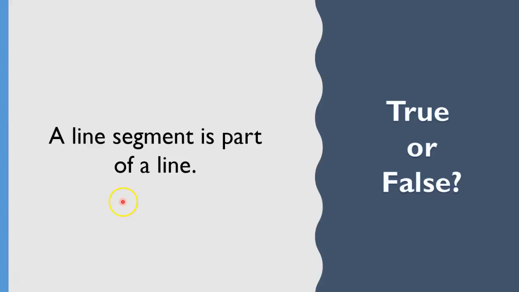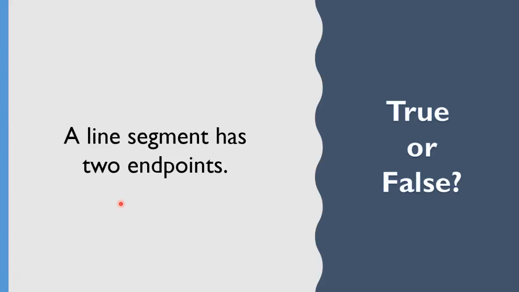True or false? A line segment is part of a line. True or false? A line segment has two endpoints.